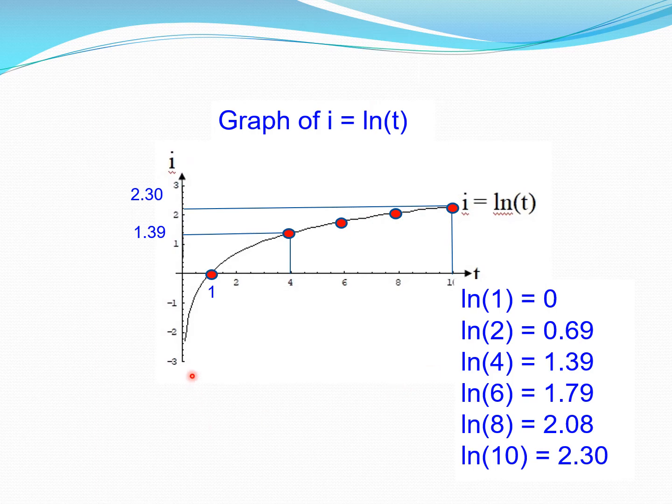So here's the graph of the ln of t. It's rising less steeply than the exponential graph. Again, seeing the values, the ln of 1 is equal to 0 because e to the 0 is equal to 1. The ln of 2 is equal to 0.69 because e to the power of 0.69 is equal to 2, and so on.